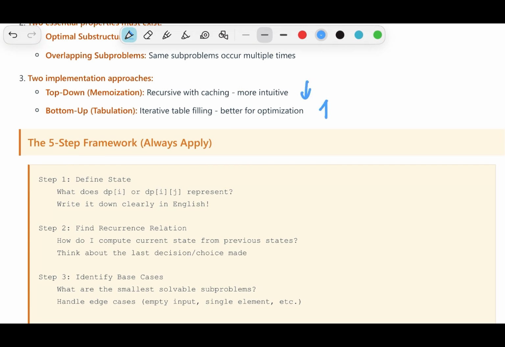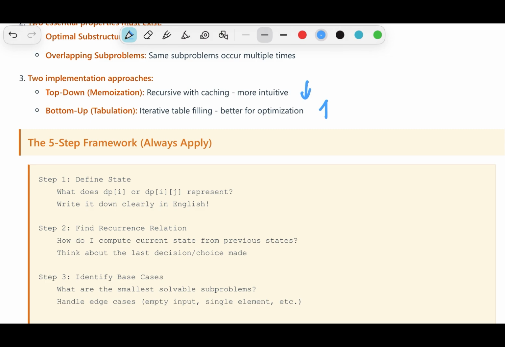For DP to work, a problem needs two special properties. One is optimal substructure. This just means the best solution to the big problem is built from the best solutions to its smaller parts. And the second one is overlapping subproblems. This means you find yourself needing to solve the exact same small problem over and over again. That's our cue to save the answer.